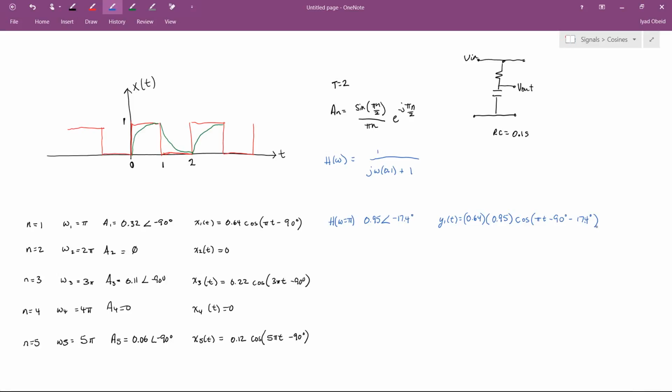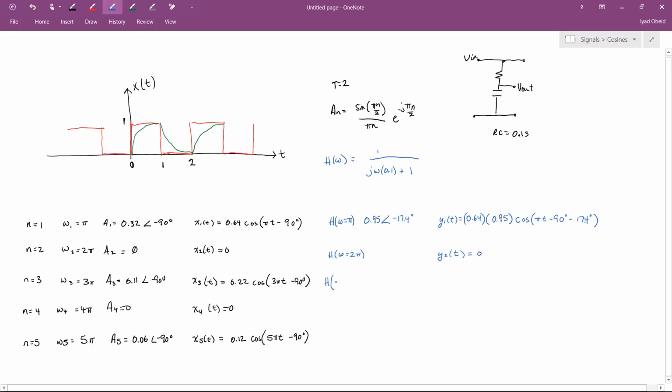Now, let's keep going. For the second harmonic, there's really not much to do, because we don't even need to bother calculating the frequency response for the second harmonic, since there's no input at that frequency. X of 2 equals 0, so it doesn't matter what you multiply it by. We know that y of 2 in this case is going to equal 0. So that one was pretty easy. Let's try the third harmonic.